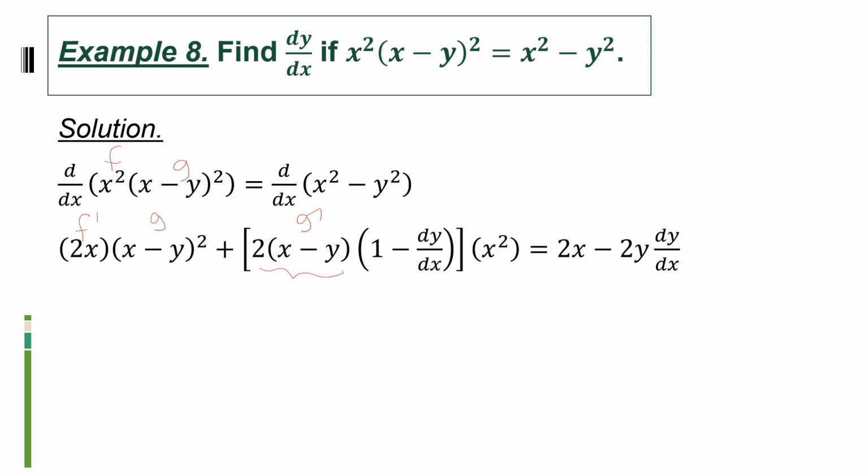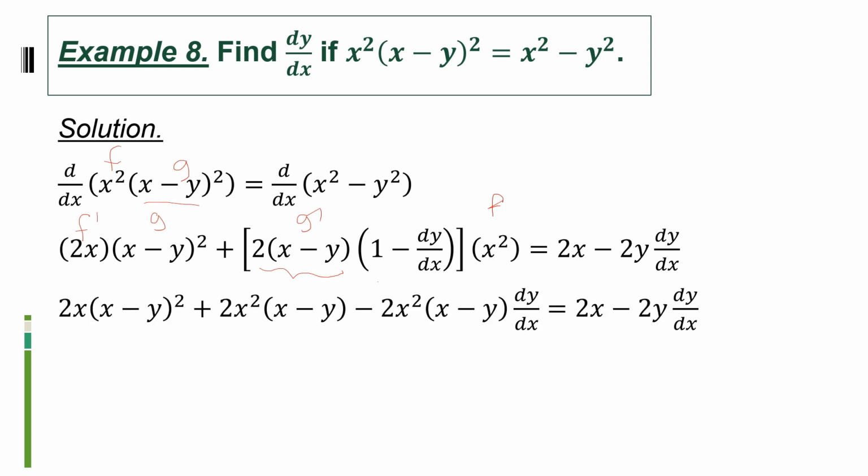Then, using chain rule, kailangan natin kunin yung derivative ng x minus y. So, we have 1 minus dy over dx. Okay? Times f, which is x squared, is equal to 2x minus 2y dy over dx. By simplifying, we have 2x times x minus y squared plus 2x times x minus y minus 2x squared times x minus y dy over dx equals 2x minus 2y dy over dx.